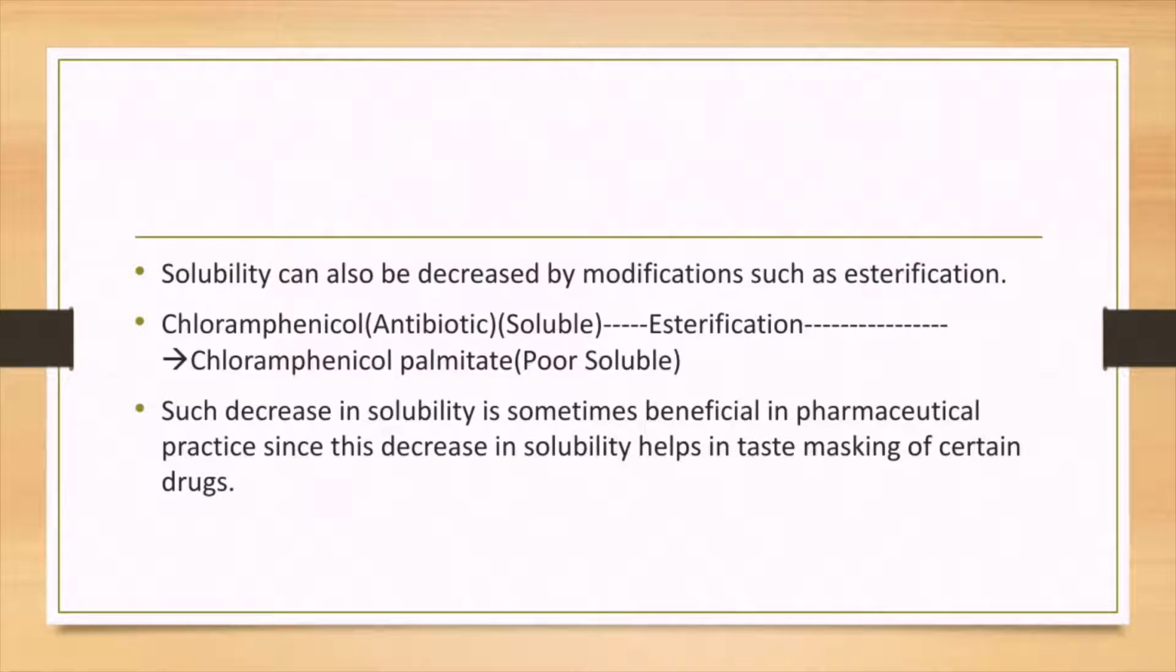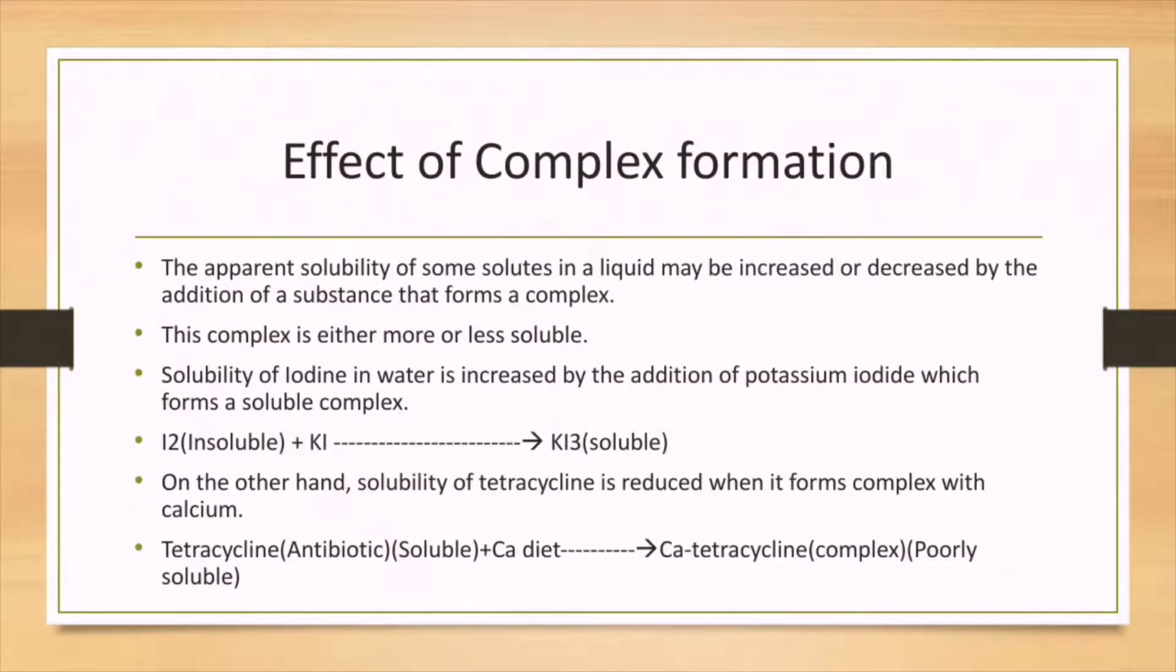But the problem here is that the taste of chloramphenicol is very bitter. As a result, its taste has to be masked. So what we are doing is converting it to the palmitate form, and we obtain chloramphenicol palmitate. By converting it into such a form, it becomes poorly soluble, and this helps to mask its taste.